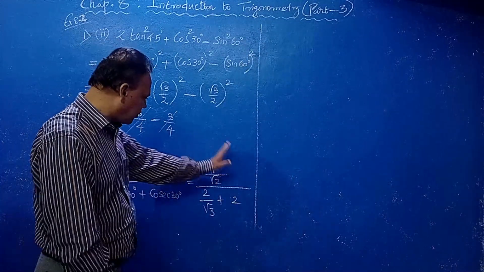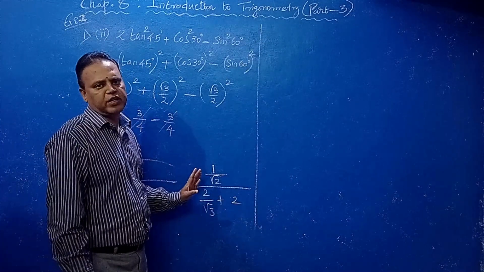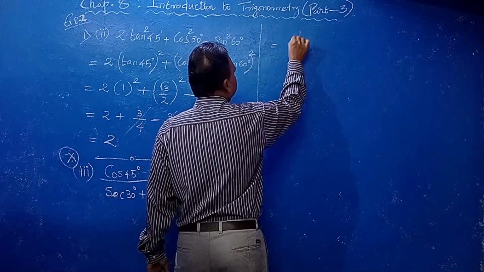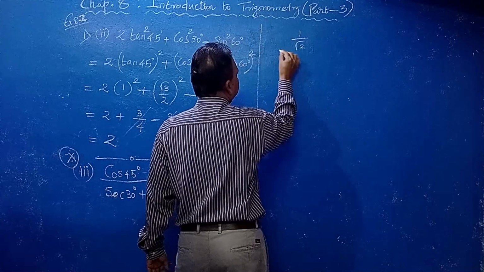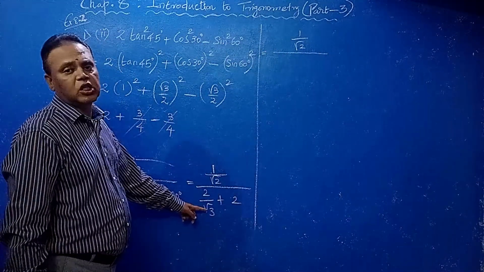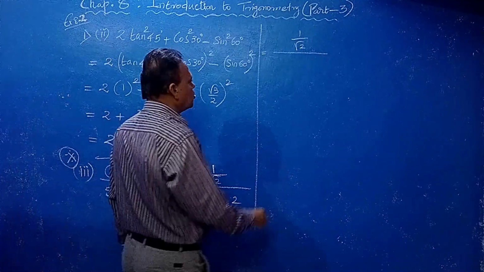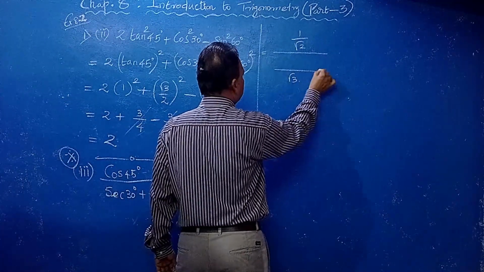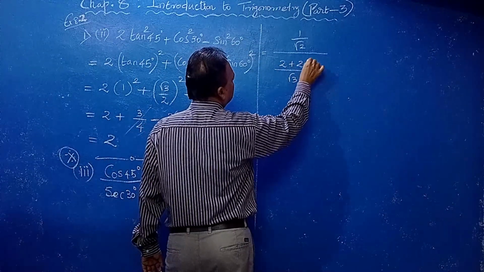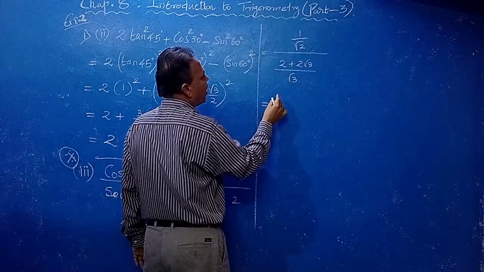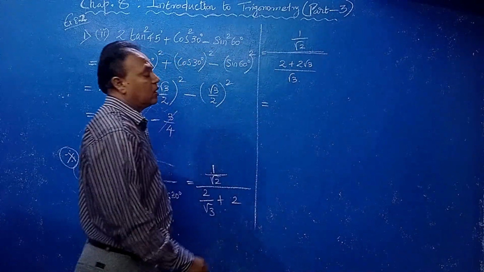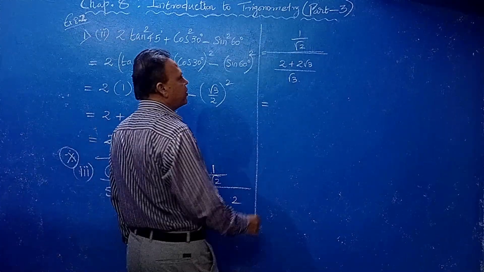Now this trigonometry part is over. This one is just the algebraic part. You have to simplify this. That is equal to 1 by root 2, divided by the whole. Here root 3 is common. You check, root 3 is common. That means 2 plus 2 root 3, just multiply root 3. Now what you have to do here: whole divided means you have to take the reciprocal while multiplying.